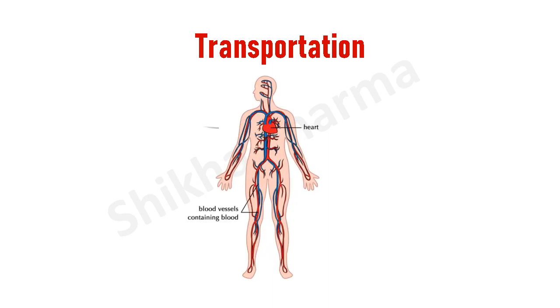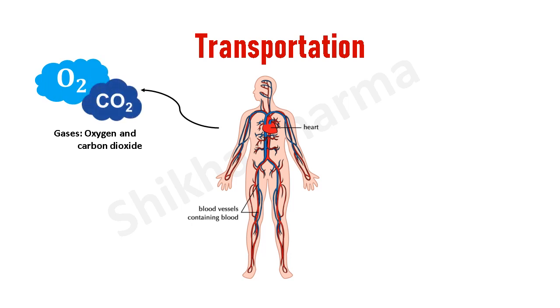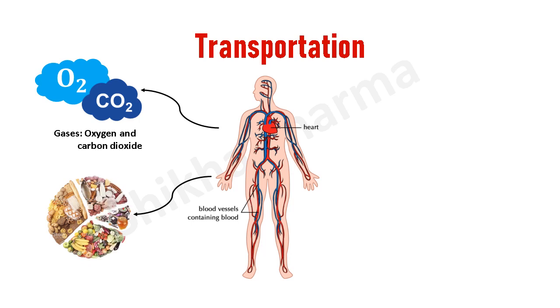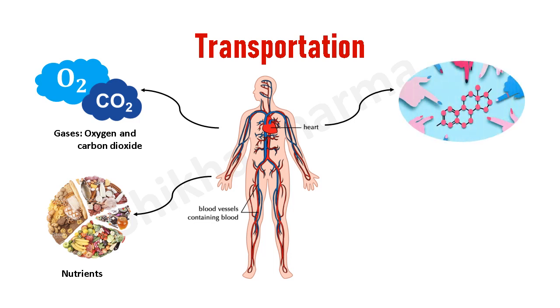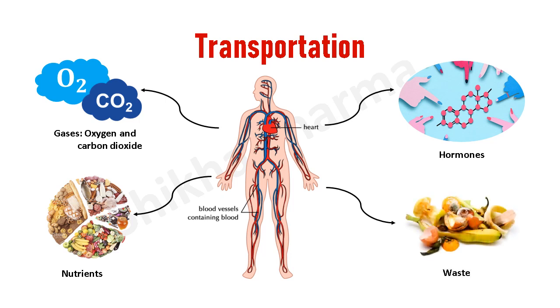So, blood transports the following substances: gases, namely oxygen, O2, and carbon dioxide, CO2, between the lungs and rest of the body. Nutrients from the digestive tract and storage sites to the rest of the body. Hormones from the glands in which they are produced to their target cells. Waste products to be detoxified or removed by the liver and kidneys.